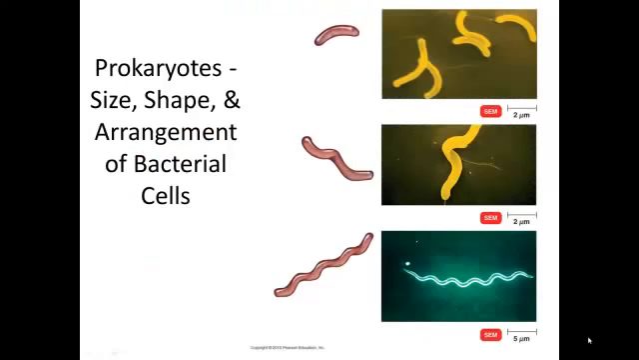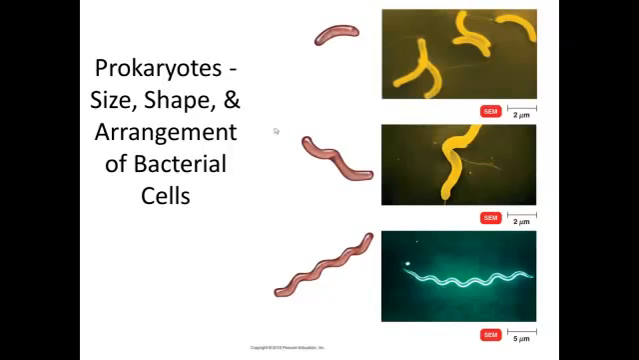Once rods or bacilli get long enough, depending upon the bacterial species, they can start doing some fun things. For example, they can curve. Now, up here at the top, we have a type of bacterium that tends to form short curved rods that look like commas. We call this vibrio. Cholera is an example of a vibrio.